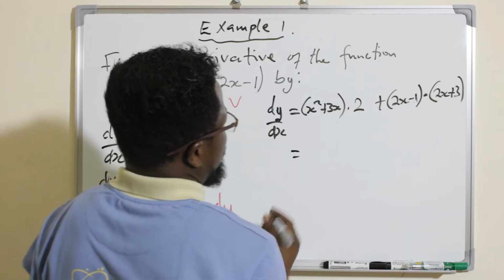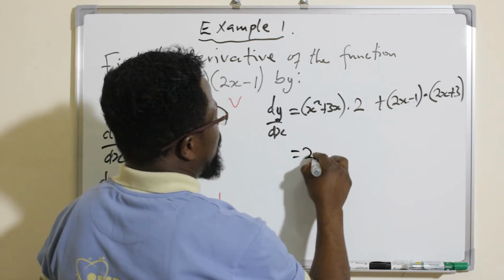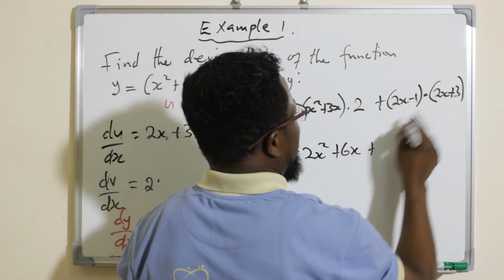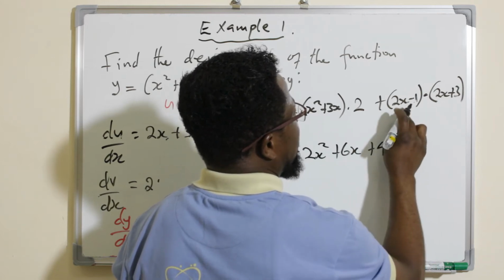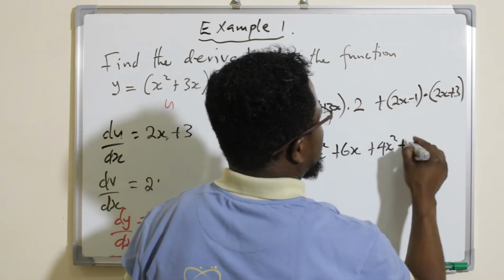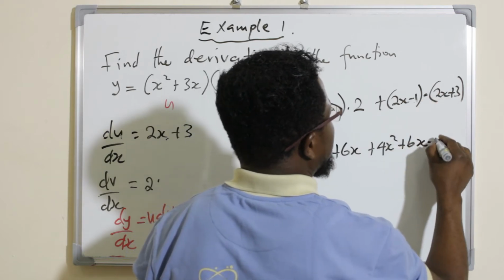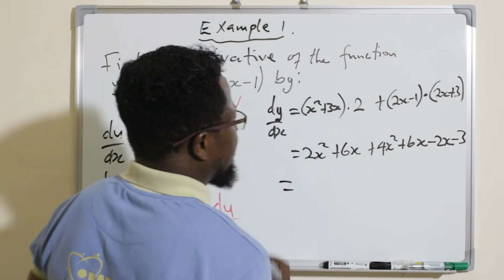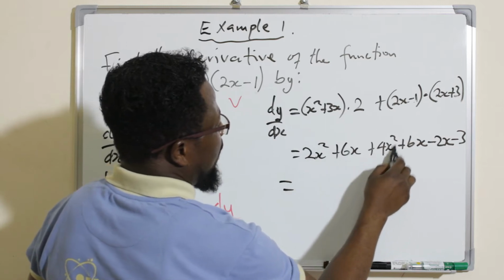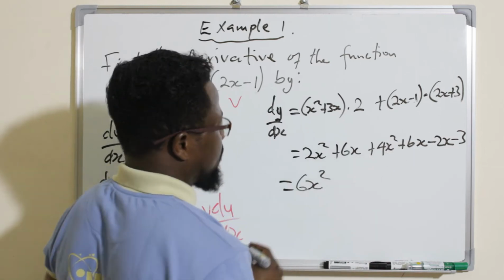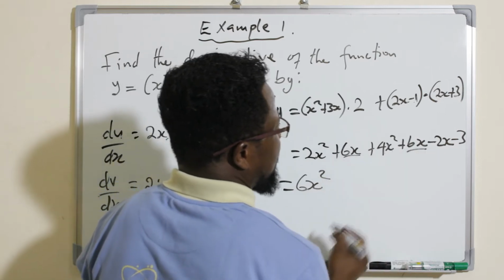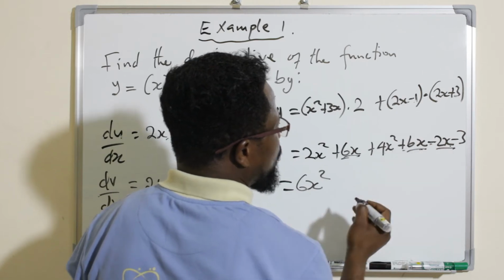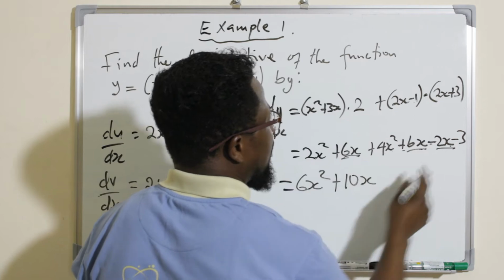So once I am here, I multiply this by that, and I have 2x squared, and this will be 6x. And from here, this multiplied by this will give you 4x squared. This multiplied by that will give us 6x, and this multiplied by that gives negative 2x and negative 3. So now we need to collect like terms. There is 2x squared plus 4x squared here, giving you 6x squared. And there is 6x, there is 6x, and there is negative 2x. 6x plus 6x will be 12x minus 2x will give us positive 10x.